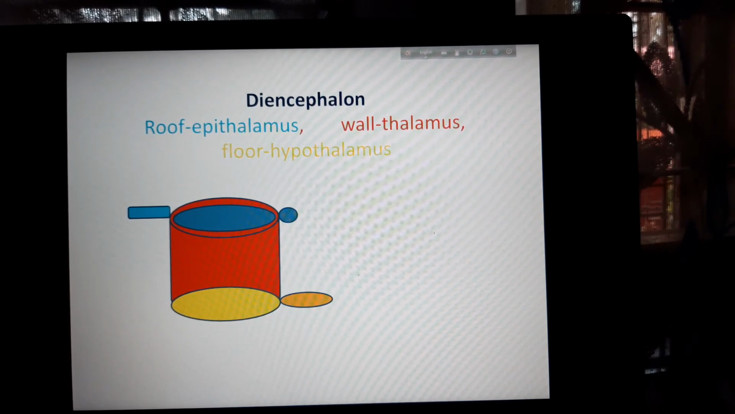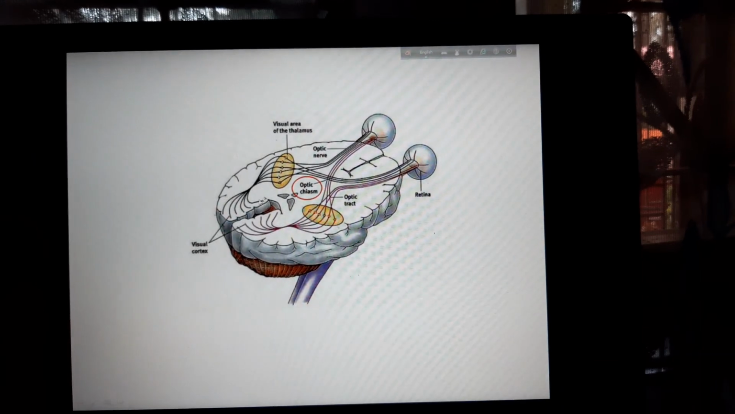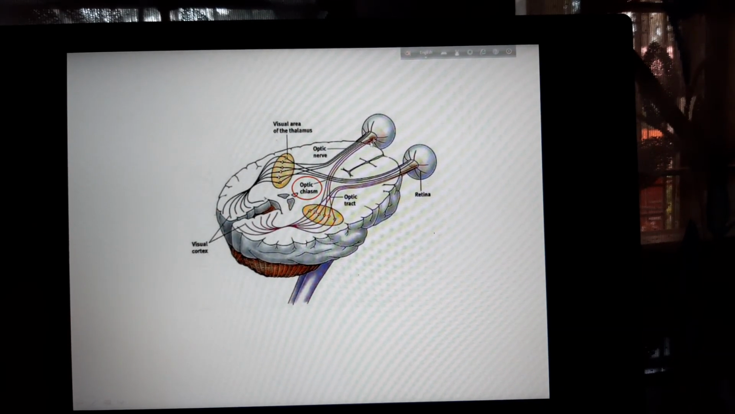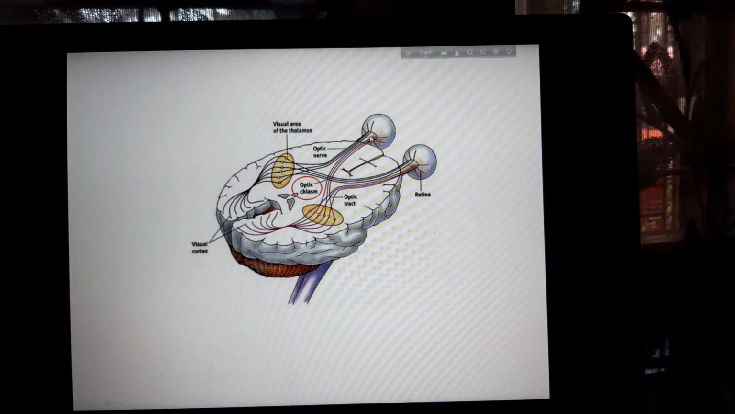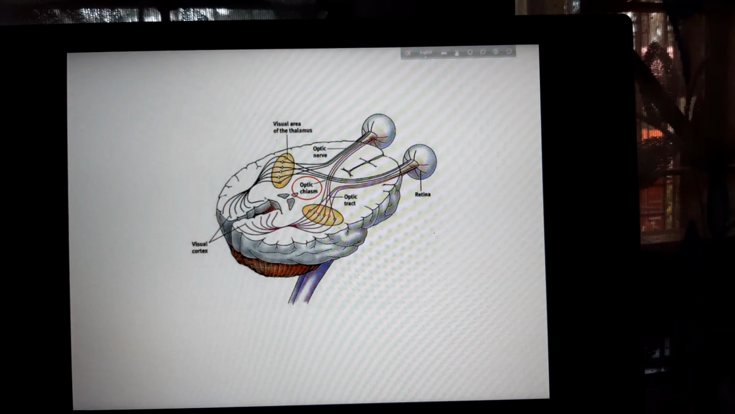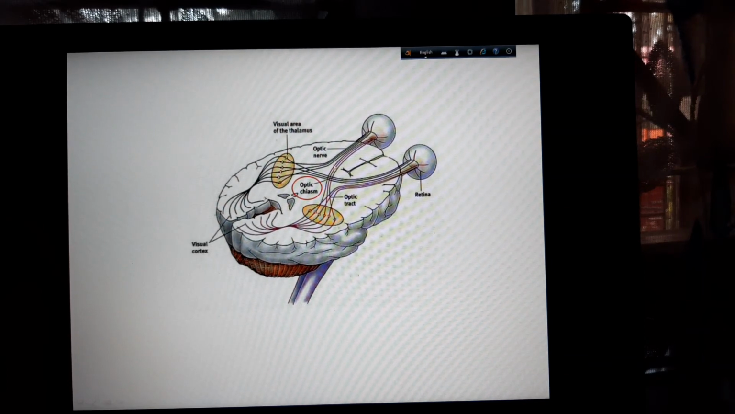The hypothalamus includes another structure, the optic chiasma. You see, this is the optic nerve. These are the eyeballs. The optic nerve arises from the right and left eyeballs, and inside the hypothalamus the optic nerves decussate, that means crisscross, forming a junction. It is called the optic chiasma.